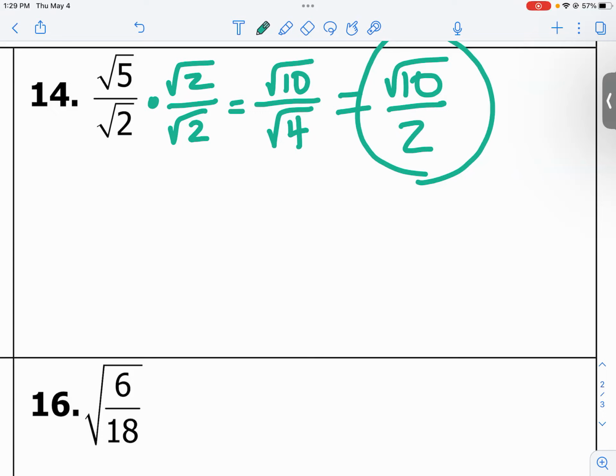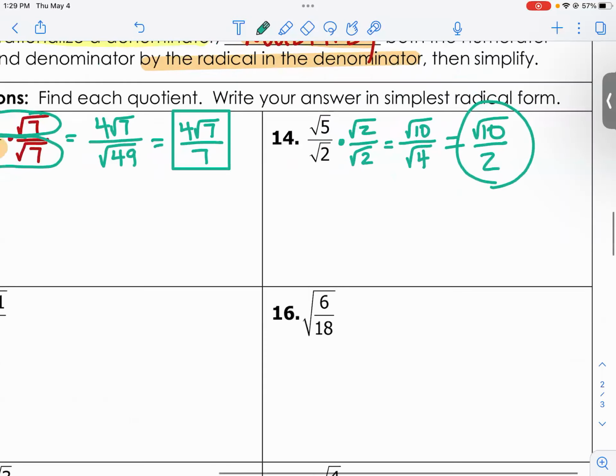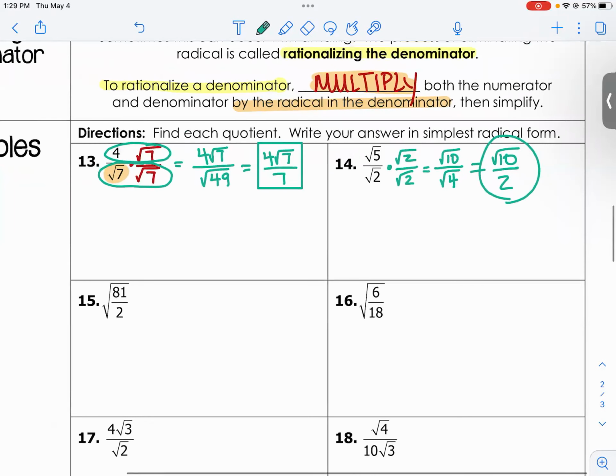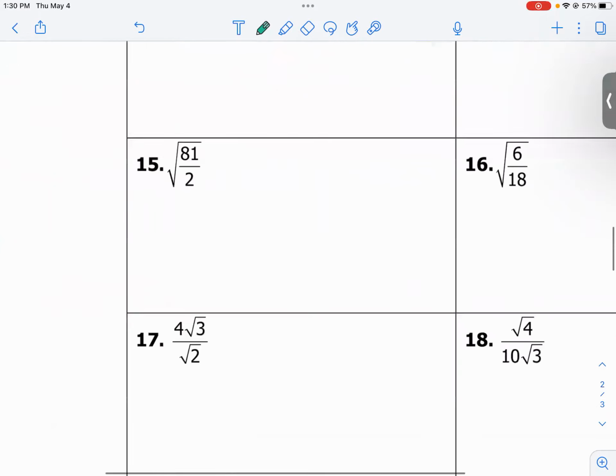Because it was radical 4, and we know that the square root of 4 is 2. Okay. Let's talk about number 15.